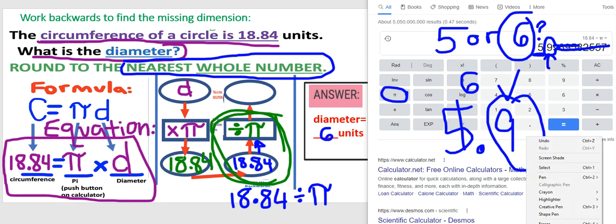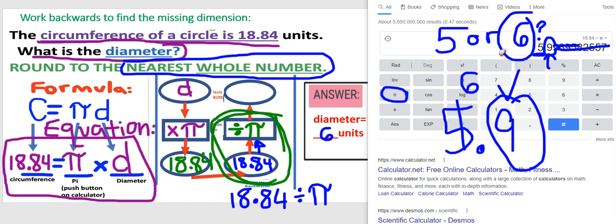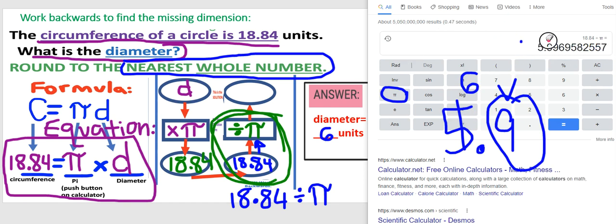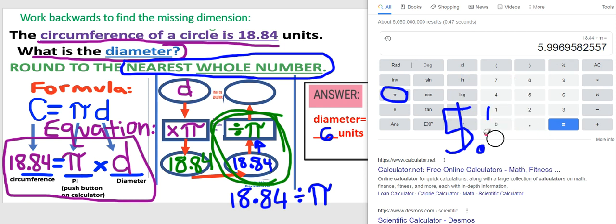Of course, we can check this because this is an equation, and we can see if we do 6 times pi. Because we rounded, we're not going to get exactly 18.84, but we should get close to that. We can always do that check. I'm not going to do that now. And let me erase this as well.